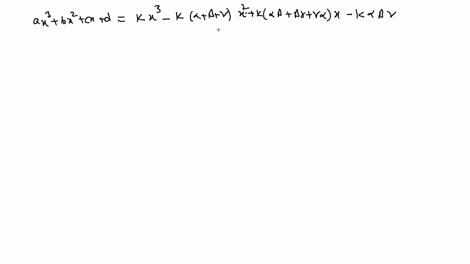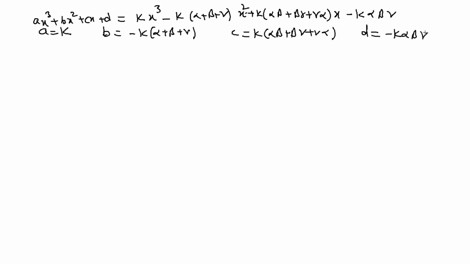So a and k are the coefficients of x cube on both sides. So a is equal to k. And b is the coefficient of x square on the left hand side, and minus k(alpha plus beta plus gamma) is the coefficient of x square on the right hand side. So b is equal to minus k(alpha plus beta plus gamma). Similarly, c is equal to k(alpha beta plus beta gamma plus gamma alpha), and d is the constant term, and minus k alpha beta gamma is the constant term on the right hand side. So d is equal to minus k alpha beta gamma.